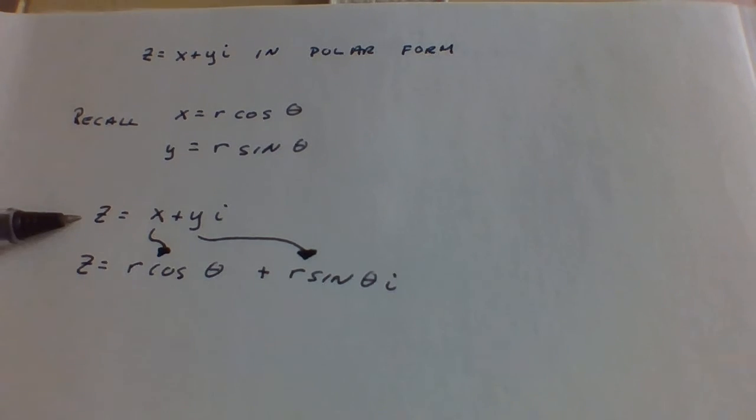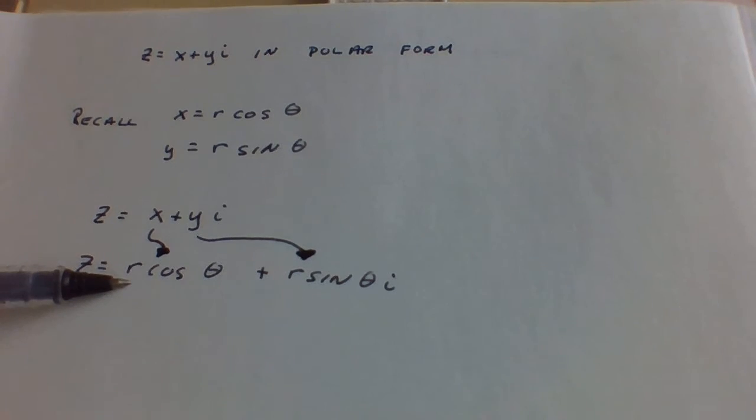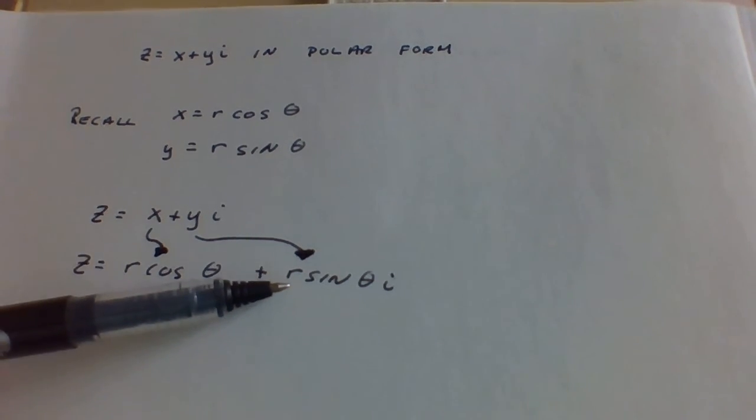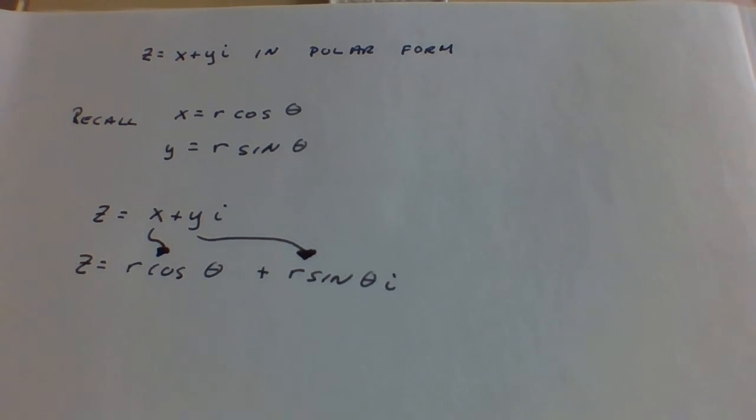So I'm going to go ahead and use z equals x plus yi, and all I did was substitute for my x and y values. So in place of x, I put my r cosine theta, and in place of y, I put my r sine theta. Don't lose the i that's all the way there at the end. That's one way you could write this.